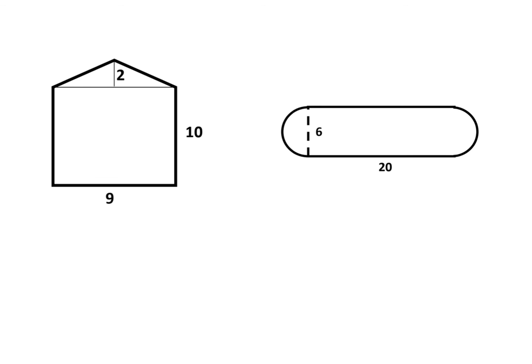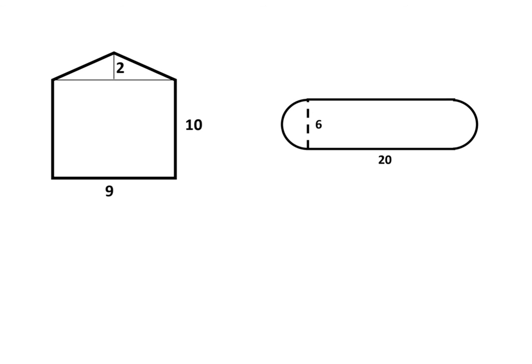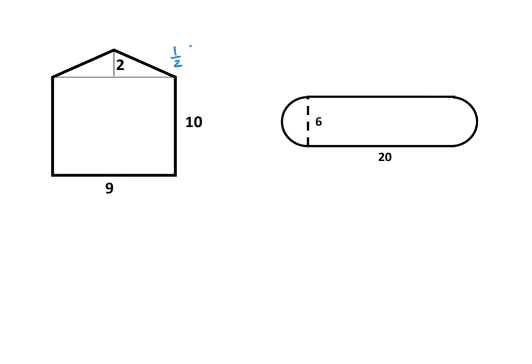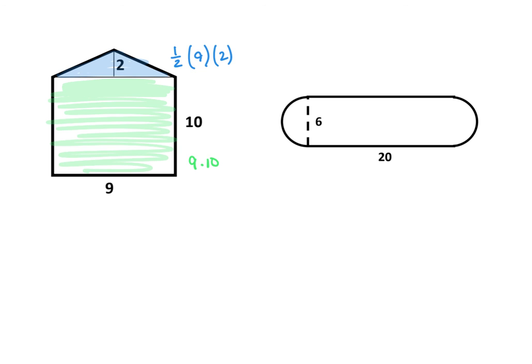You are breaking these up into figures that you know. So we have a triangle, 1/2 base times height. The base of the triangle is 9. The height of the triangle is 2. That would be the triangle piece of this. And then you have a rectangle. The rectangle is base times height. That's your piece of the area. You add your two areas. So you add your triangle plus your rectangle, and you get your total area.